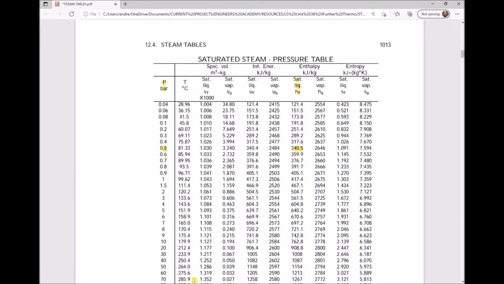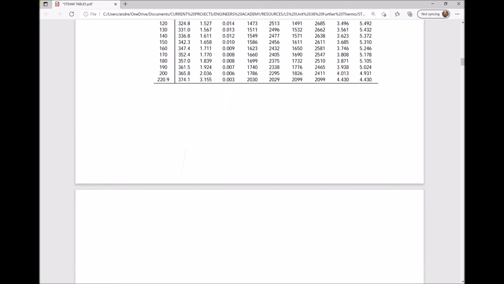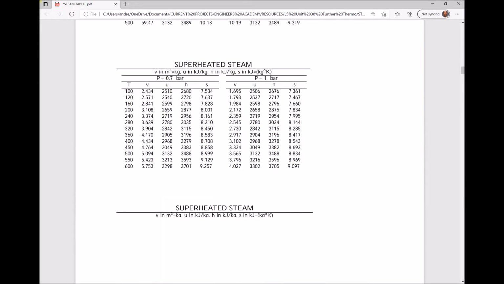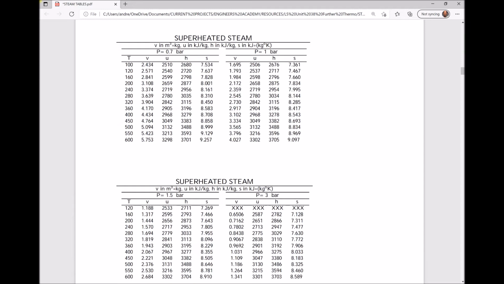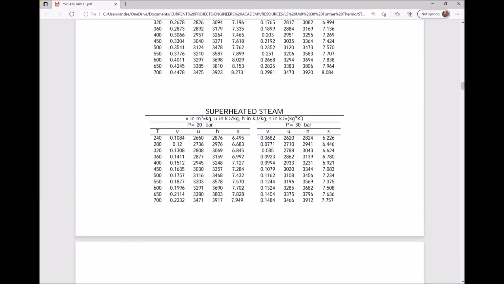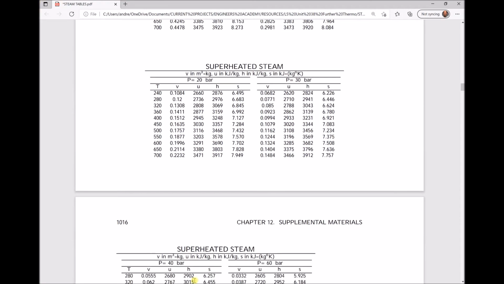So returning to the steam tables, the page that we're on here is for saturated steam, but we're looking for superheated steam. So if we scroll on to the next page, here we have superheated steam, but what we're looking for is our reference pressure of 20 bar. The first table here covers 0.06 bar and 0.35 bar. We then have 0.7 bar and 1 bar, 1.5 and 3, and so on. So we continue moving through these tables until we get to our pressure of 20 bar.